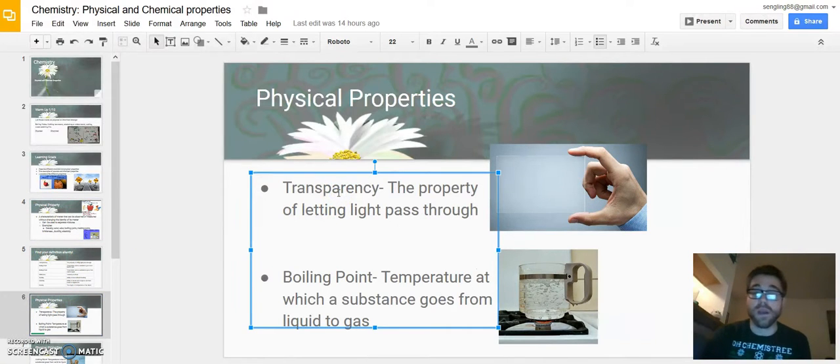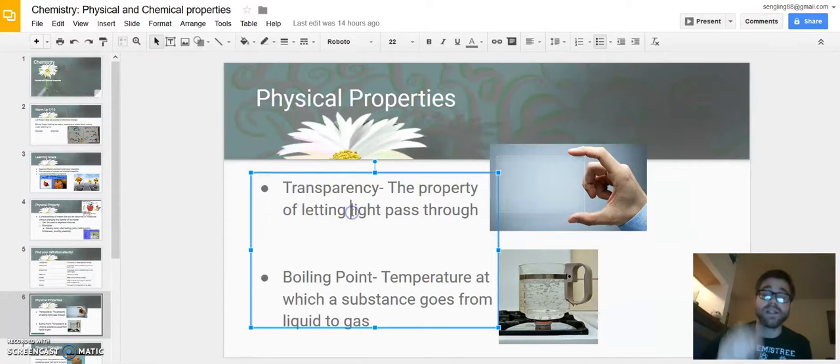Transparency. This is the property of light passing through. Glass is very transparent. My new socks here are not very transparent. So glass would be more transparent. Light would go through easier, which means we could see through it.